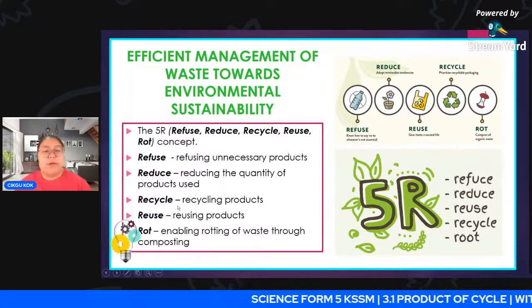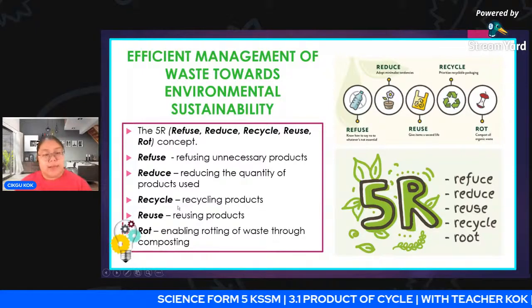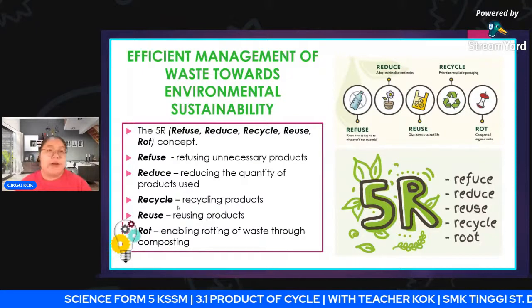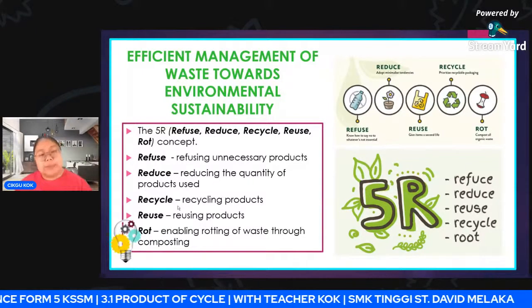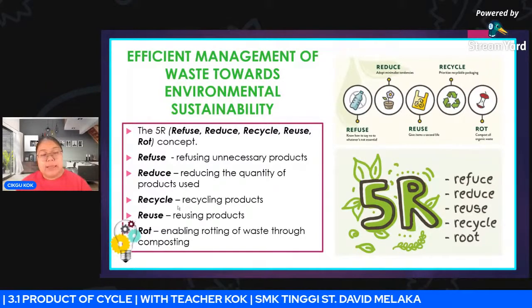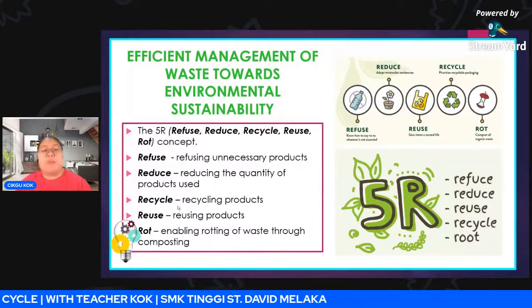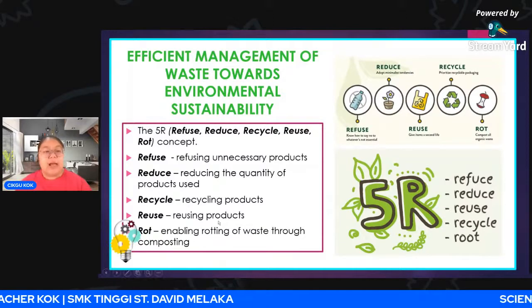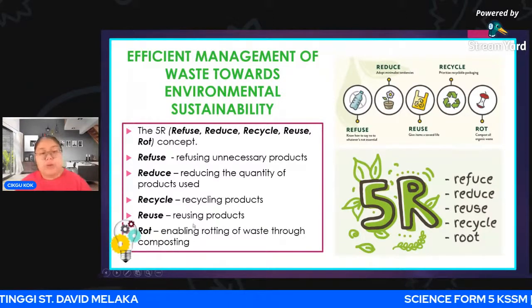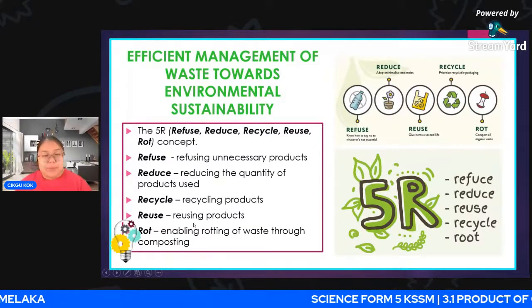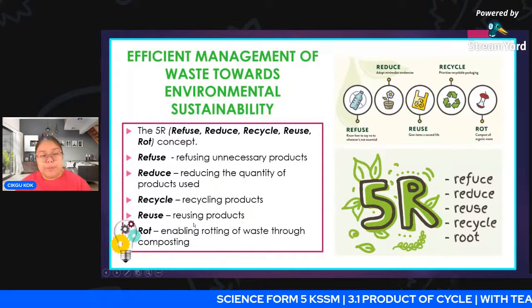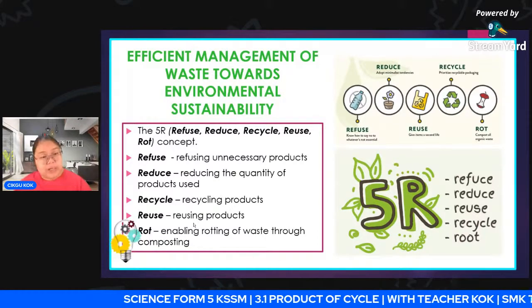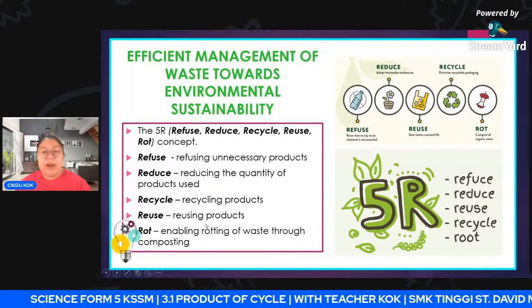Number three is recycle. Recycle means, as everybody knows, recycling the products, for example recycled tin and recycled paper. So we need to separate them, and after that recycle and use again. After that, we have reuse, reusing the products. Maybe with this product, we can change to another situation, and it can be used again for another function.